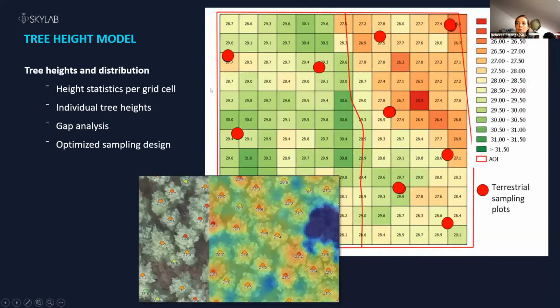And again, if we put that into a nice grid cell, what that helps you to do, of course, is optimize any kind of terrestrial sampling that you want to do. So you can make sure that you really are including all of those areas of poor and good growth in your terrestrial sampling design.